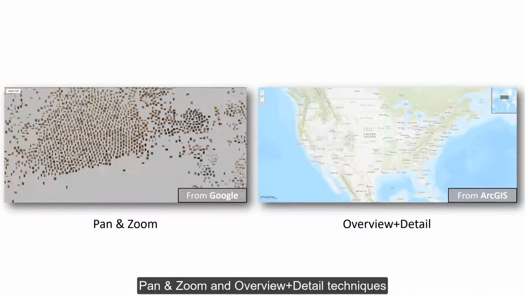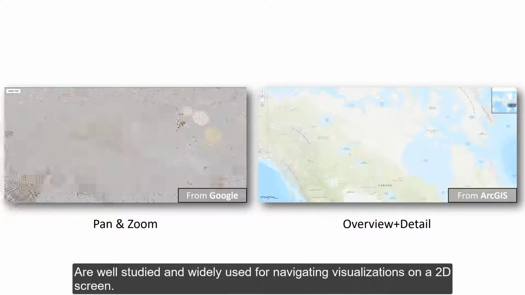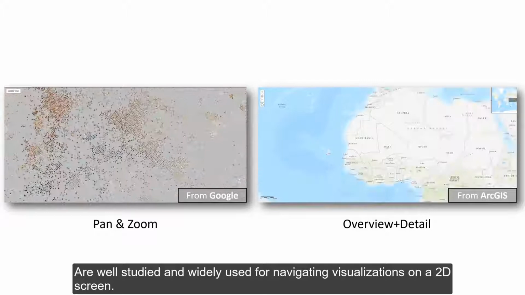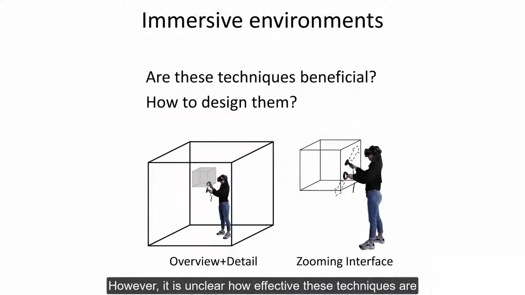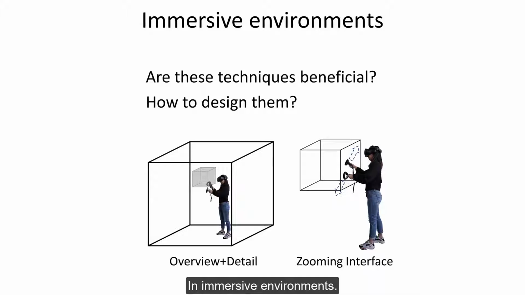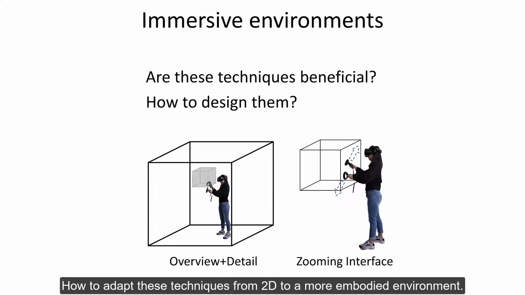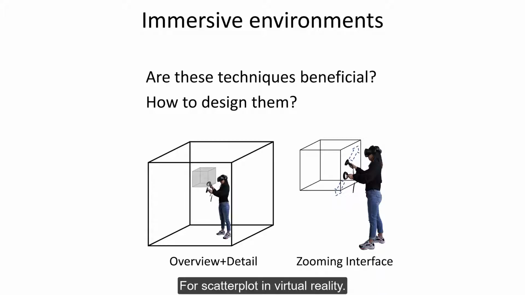Pan, zoom, and overview plus detail techniques are well studied and widely used for navigating visualizations on a 2D screen. However, it is unclear how effective these techniques are in immersive environments. We also don't know how to adapt these techniques from 2D to a more embodied environment. In this paper, we design and evaluate overview plus detail and zooming interfaces for scatterplots in virtual reality.